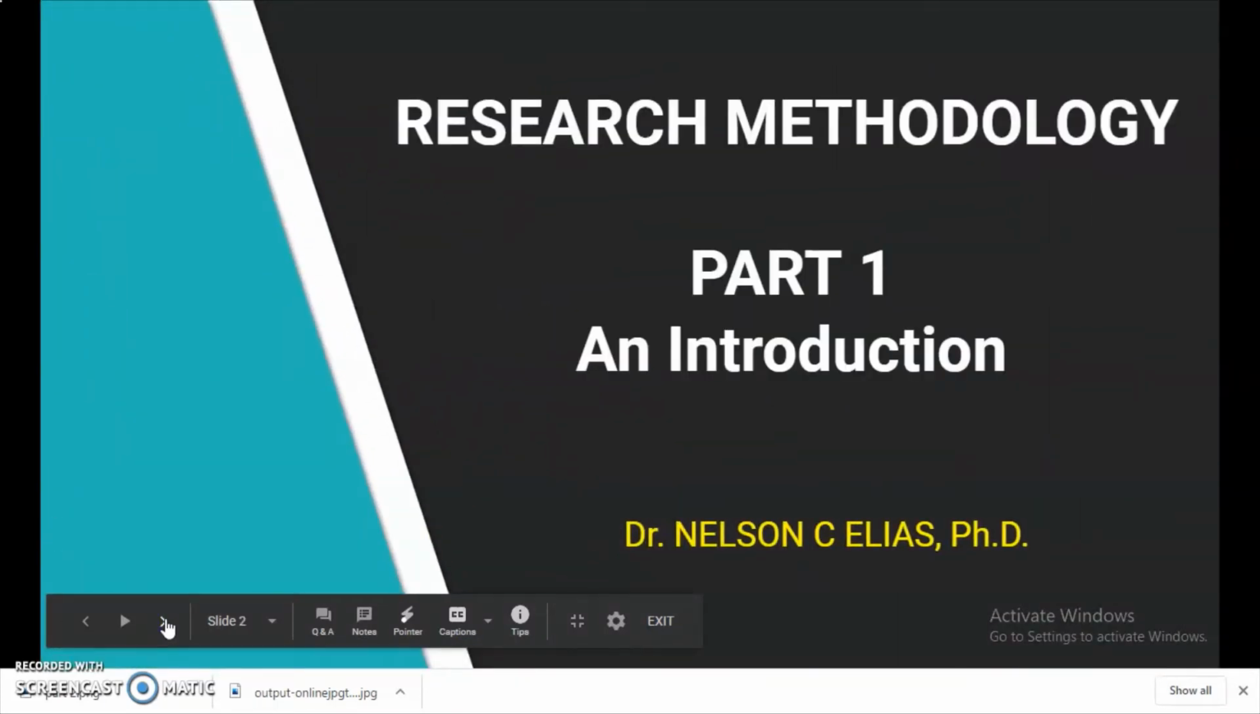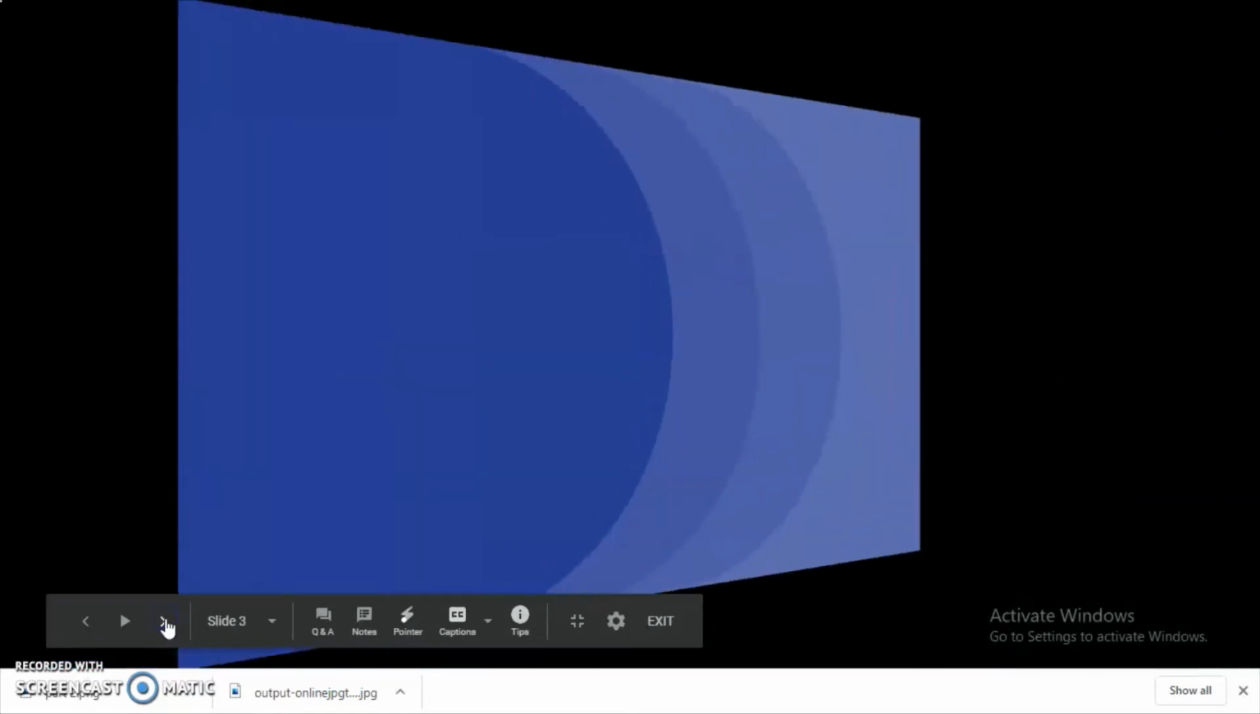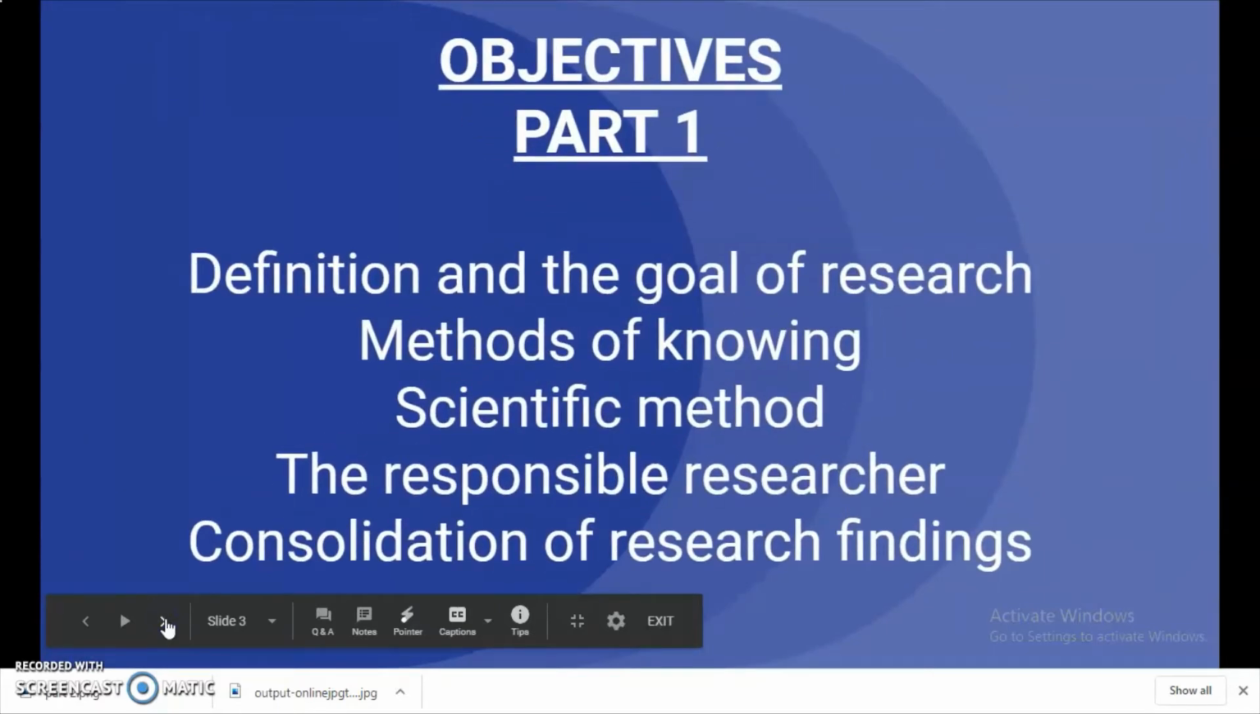We are going to have a lecture on research methodology, part 1, an introduction. The objectives of the first part are the definition and the goal of research, methods of knowing, the scientific method, the responsible researcher, and the consolidation of the research findings.